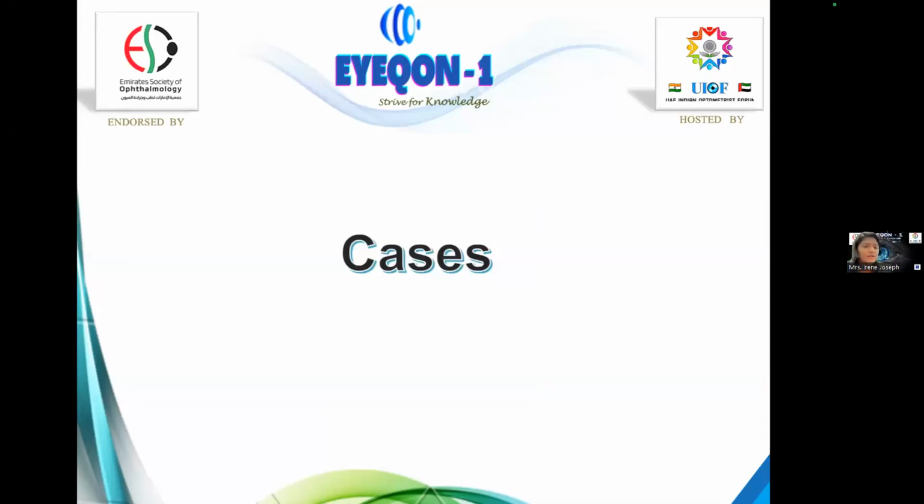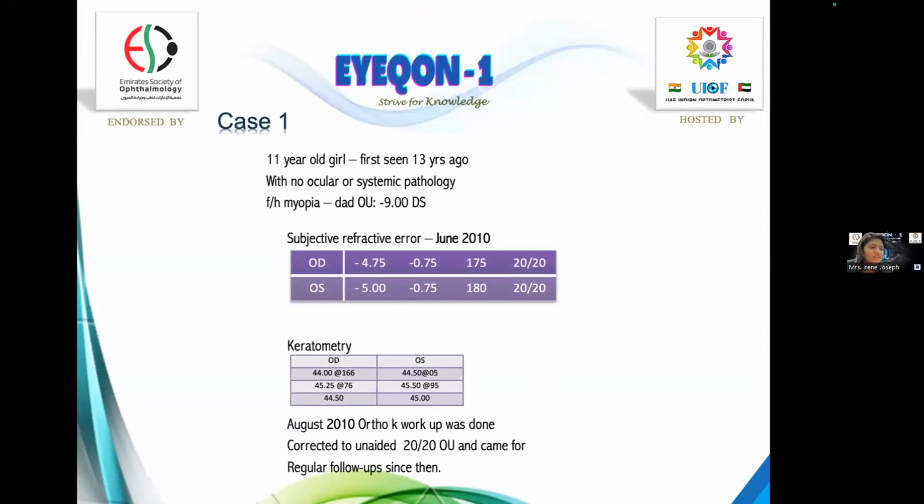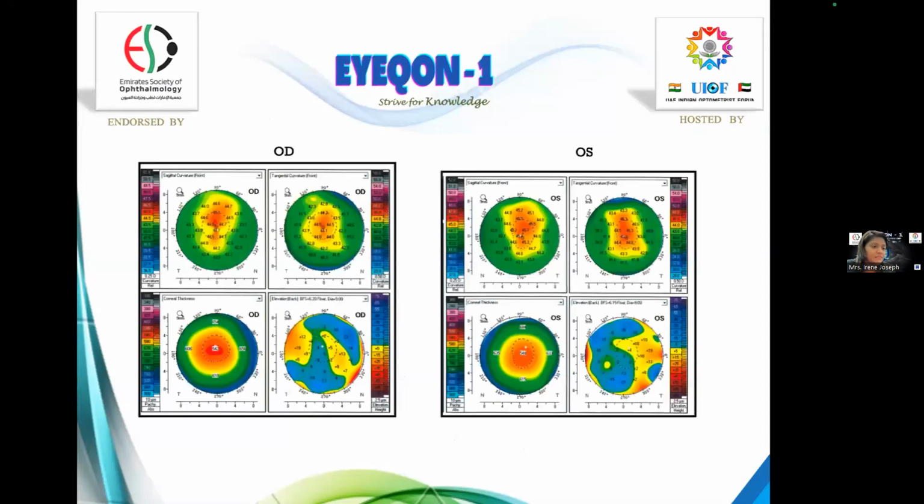And I just want to quickly go through a few cases that I've seen in the past years. The first one is an 11-year-old girl whom I saw about 13 years ago. She had no ocular or systemic pathology, but there was a strong family history of myopia. The dad was a -9 diopter myope. I saw her first in June 2010, where she was a -4.75 and -5 diopter myope. I gave her the ortho-K lenses, and she kept coming for her follow-ups regularly since then. That was her initial topography.